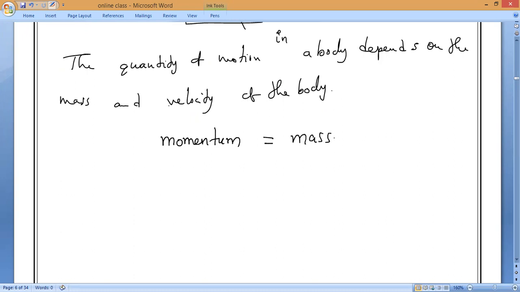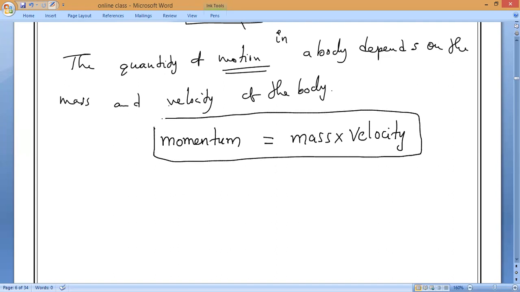So the mass of a body is a parameter to decide the quantity of motion, as well as another parameter, velocity of the body. A product of mass and velocity is what we call momentum. Momentum of a body is defined as the product of its mass and velocity. Please write that.